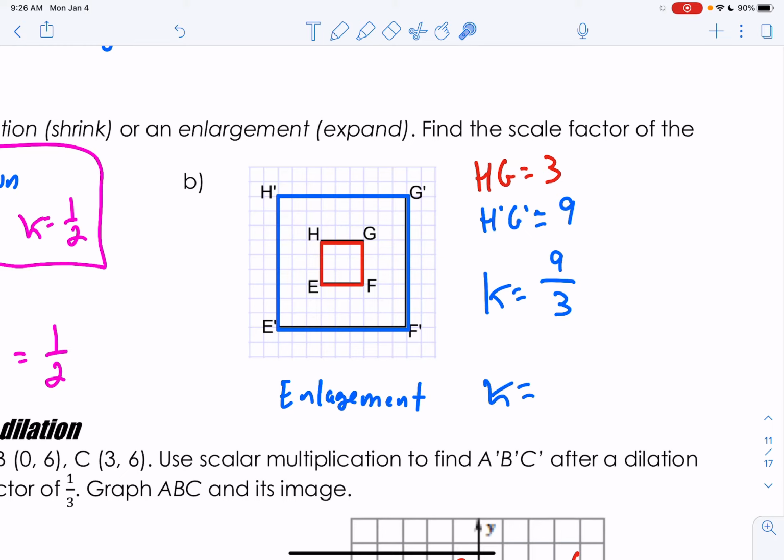So coming back to here, I did my image distance, which was H prime G prime, over my pre-image distance, which was 3. 9 over 3 reduces to 3 over 1, or just 3. You can write it as 3. You can write it as 3 divided by 1. It really doesn't matter.